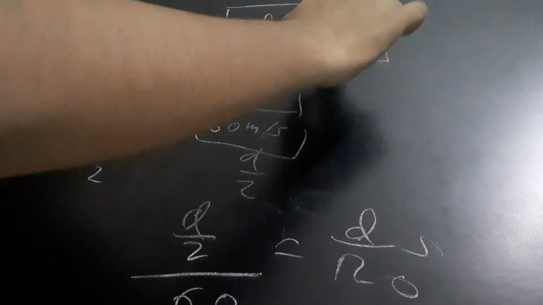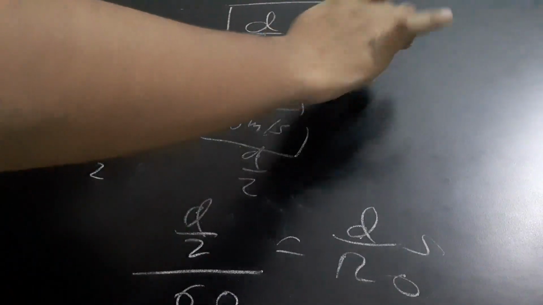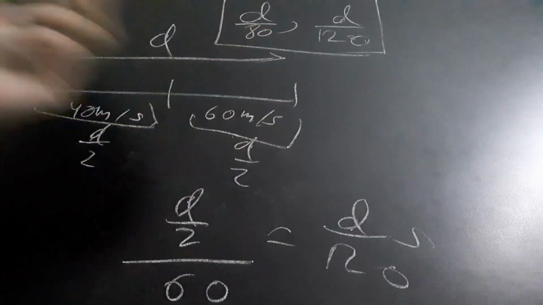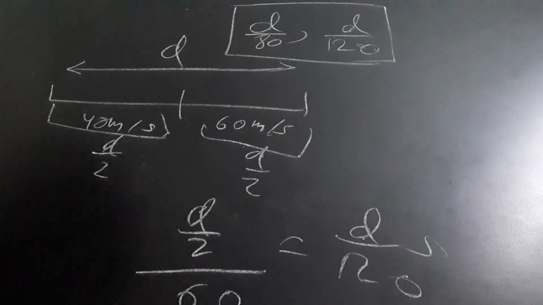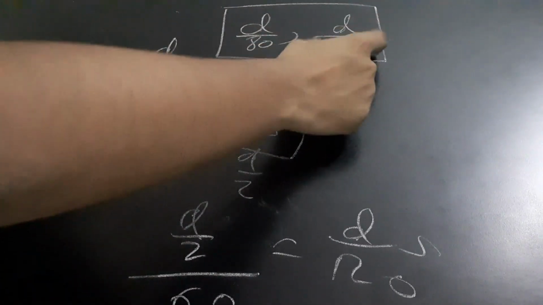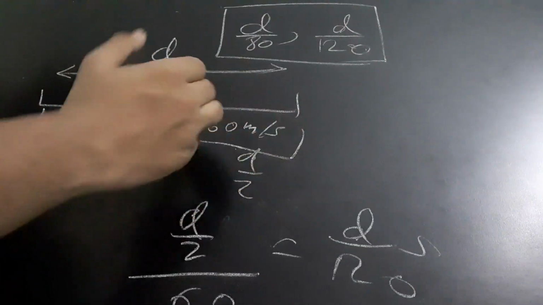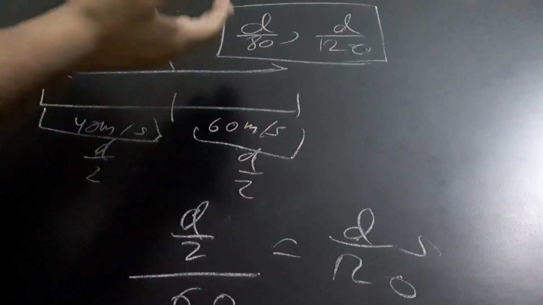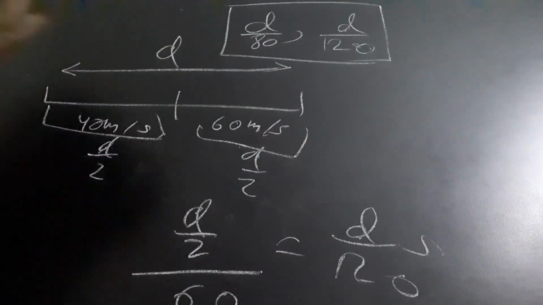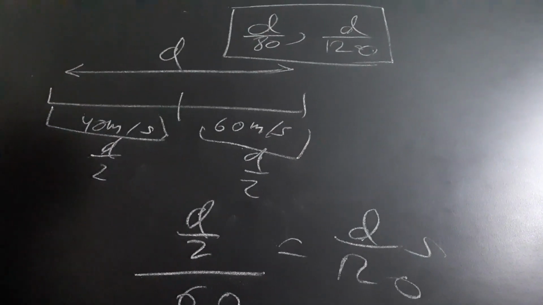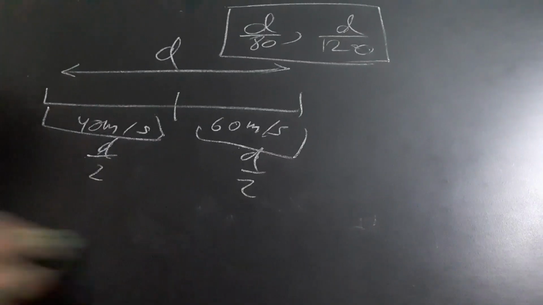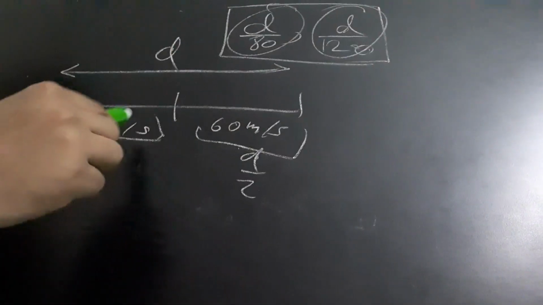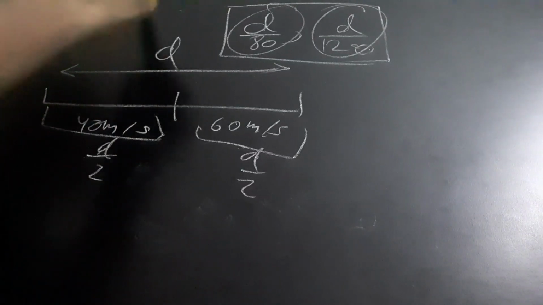And that's the time taken for the second half. D by 120. Now d is the same. These two d's are the same because that's the variable which we have assumed. And as you can see, the time taken for the latter half of the journey is smaller as compared to the first half. And that was the point I was trying to make. So, yeah, there's nothing left. We have two times, we have two distances, d by 2 and d by 2.